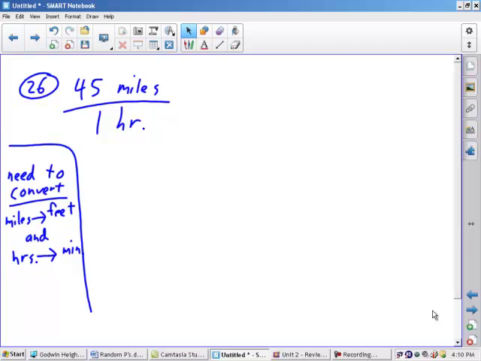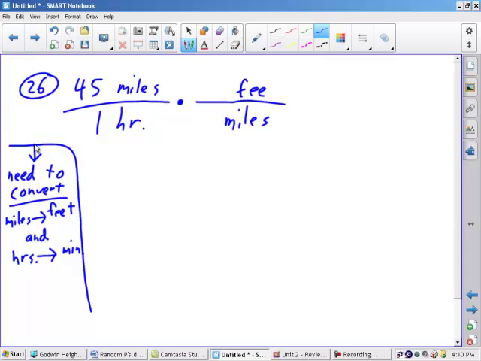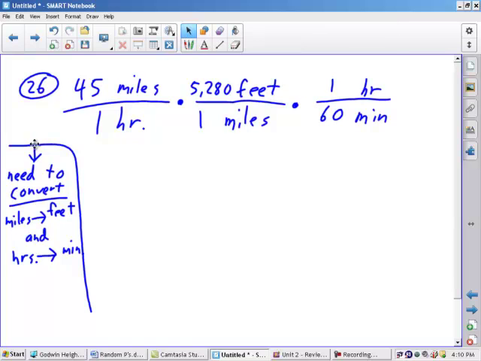Number 26 wants us to convert 45 miles per hour to feet per minute. So 2 things I need to do. First of all, I need to convert miles to feet and hours to minutes. So let's take care of miles first. Miles will go on bottom because miles is on top over here. Feet would then go on top. And I know from my conversion chart that 5,280 feet are in 1 mile. And then, don't even worry about math yet, I'm going to look at hours, which happens to be on bottom. So I'm going to put hours on top over here. Minutes are then going to be on bottom. And I know that 1 hour is 60 minutes.